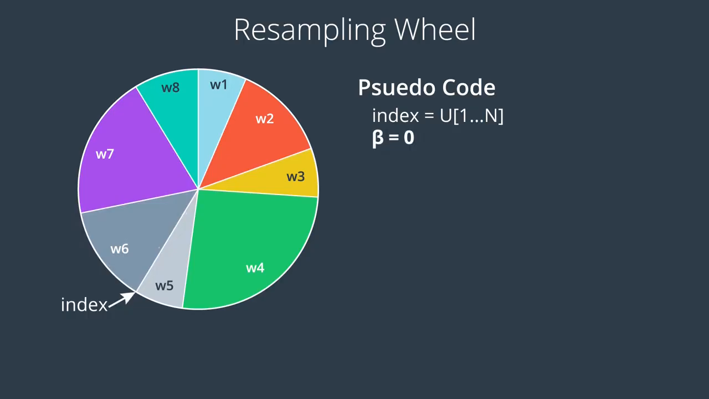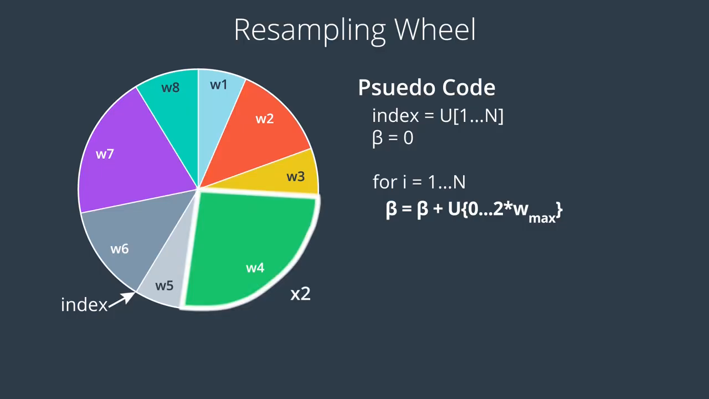Next, we will initialize a variable called beta and give it an initial value of 0. Now, we are going to iterate over the set of indices, and for each index, we will compute a new beta by adding to it a uniform random value ranging from 0 to 2 times the largest weight, in this case 2 times W4.